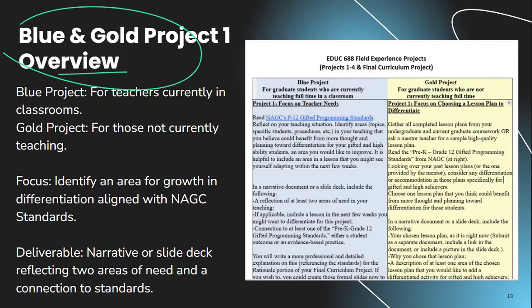Both paths center around identifying 2 areas of need related to differentiation for gifted learners. You'll connect those areas to at least one of the NAGC gifted programming standards, demonstrating how your refinement aligns with national expectations for quality gifted instruction. Consider this project as both a reflection and a planning tool. The work you do here will lay the foundation for the rationale section of your final curriculum project.